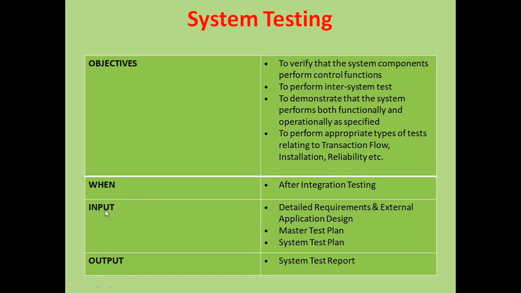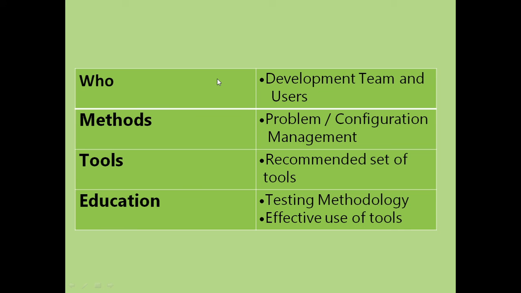So when we are talking about the input to this system testing, it is the detailed requirements, which are first of all very important. External application design: we do not have much to do with the internal design, which has already been dealt with by unit testing and integration testing. Now we require the external design to see the overview structure of the system. A master test plan and a system test plan are both important, and the output, that is the system test report, is also important.